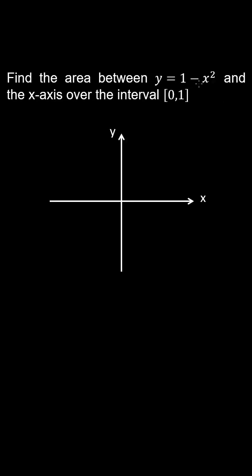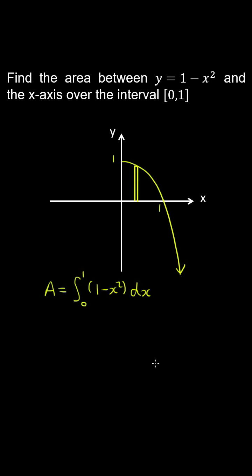Find the area between the curve described by this function and the x-axis over the interval from 0 to 1. So the curve looks something like this, and it has a y-intercept of 1 and an x-intercept at 1. And what we do is divide this region from the interval 0 to 1 into vertical rectangles of thickness dx, and multiplying by the height of each rectangle gives us the area of one rectangle, and we integrate from 0 to 1, and that gives us the area of the region. So do the integration and post your answer in the comments.